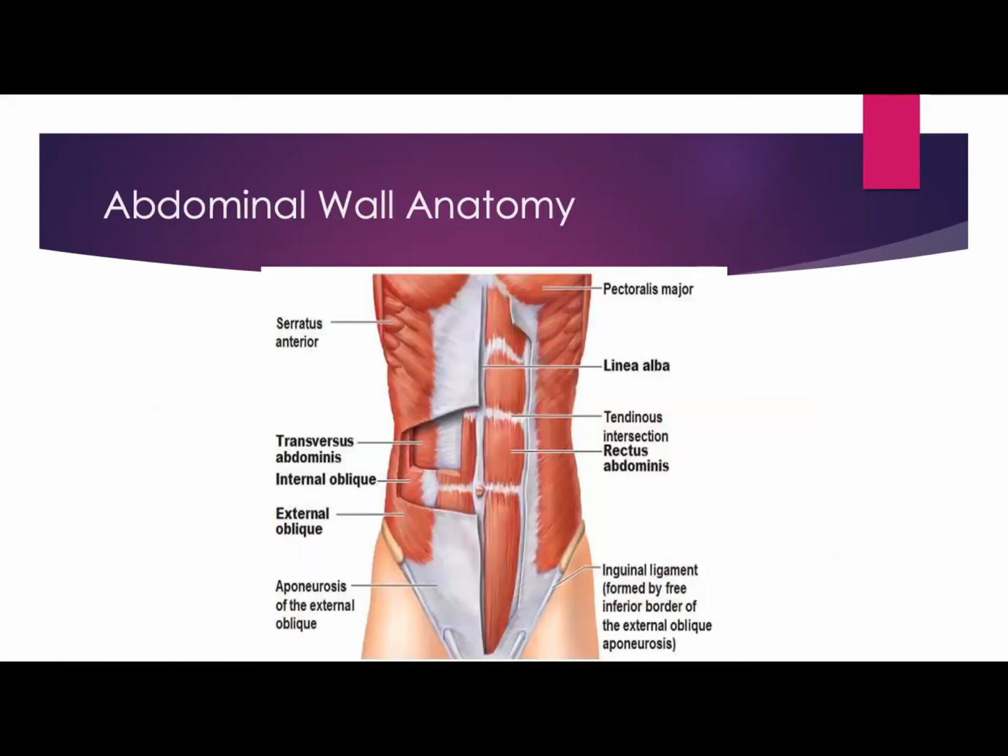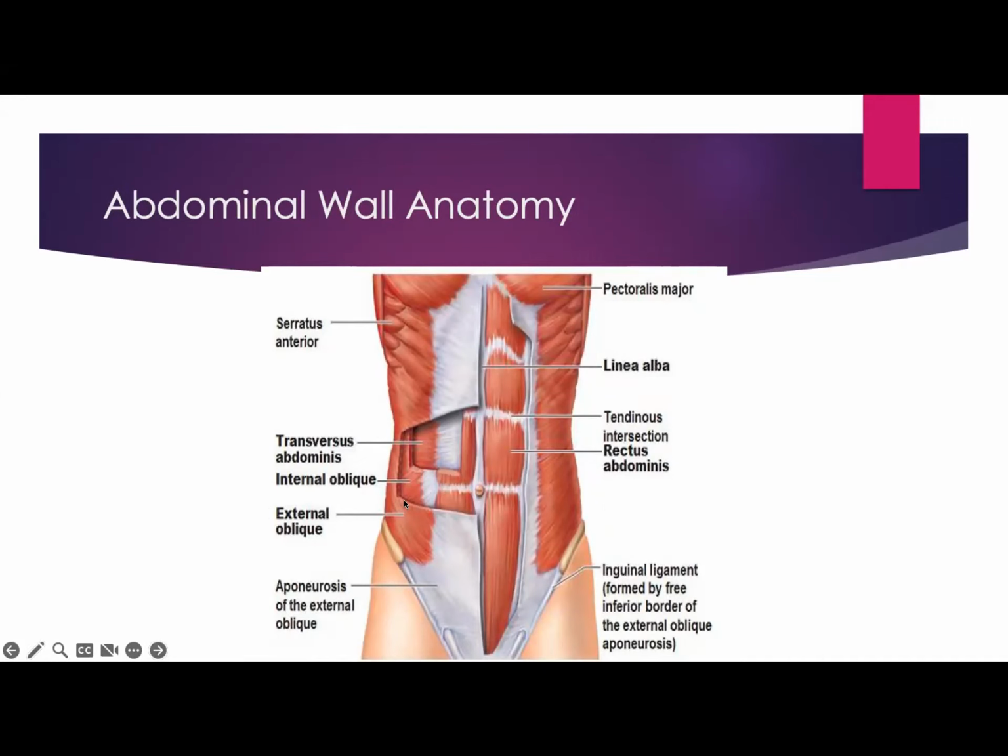So this is the anatomy of the abdominal wall. We have a lot of slides in regards to the anatomy, but we will try to make it short. On top of these muscles, we have the skin and then the superficial fat. Then we have the muscles of the abdominal wall. Anteriorly, we have the rectus abdominis, and on the sides, we have the oblique muscles: the external oblique, internal oblique, and then transversus abdominis.